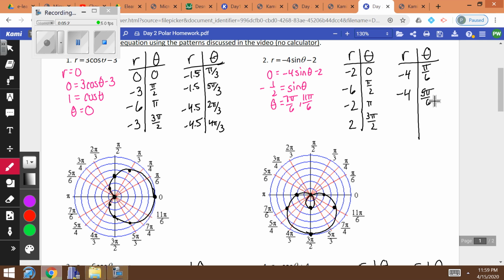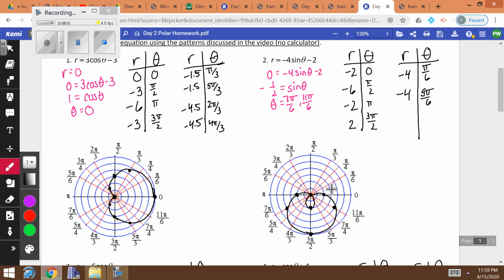Now if I think about some other points on here. I didn't pick 7 pi over 6 and 11 pi over 6 because we already know that's going to give us 0. We know those are the places that it crosses through the pole. So I picked pi over 6 and 5 pi over 6. Again, when it's sine, I'm choosing the pi over 6's, that denominator of 6, because we know all of those with the reference angle of pi over 6 give us either a 1/2 or a -1/2. So the sine of pi over 6 we know is 1/2. -4 times 1/2 is -2. -2 gives us that -4. And again, we can graph that.